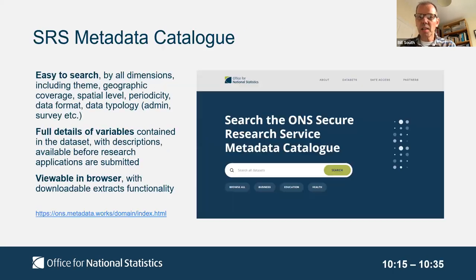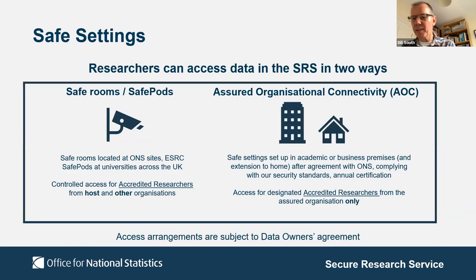Final slide, I think, says just in terms of finding out what's available in the SRS, we've now got a new metadata catalogue, and you can search and see the different data sets. You get a breakdown at the variable level, which is really important to help you decide whether that data set is going to be useful for your research needs. And I think that's all I was going to say. There's one other slide about the access levels, but I don't need to talk about that. There's two models, but I'll stop there.